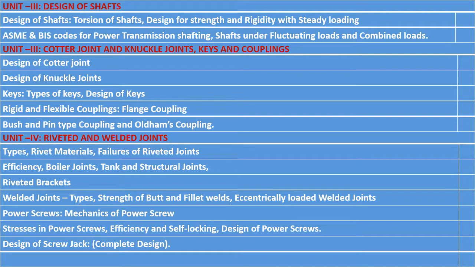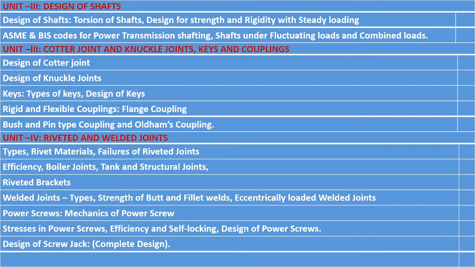Chapter 4 is related to the riveted and welded joints along with the power screws here. In riveted joints, what are the types of rivets? What are the rivet materials? How the failure of riveted joint will occur? Then what is the efficiency and what are the boiler joints? So boiler joints related to a tank as well as structural joints, riveted brackets.